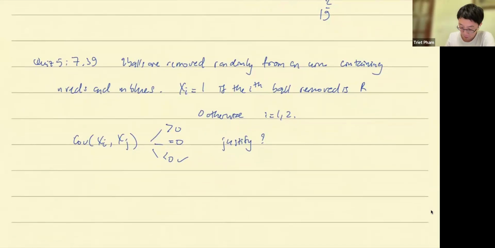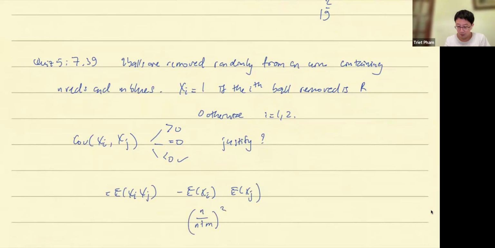But let's see if that's true. What's the covariance of xi, xj? That's the expectation of xi xj minus the expectation of xi times the expectation of xj. And the expectation of xi, meaning that the ith ball removed is red, clearly will be n over n plus m, squared. And this means both of them are red. That's just the hypergeometric, so n choose 2 over n plus m choose 2.